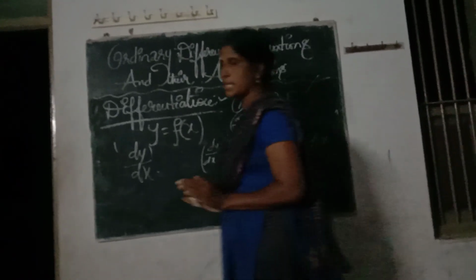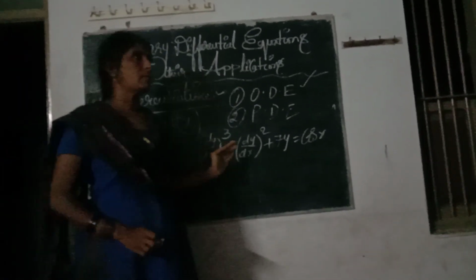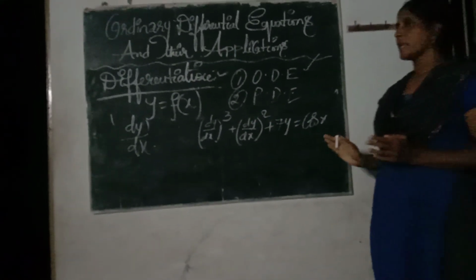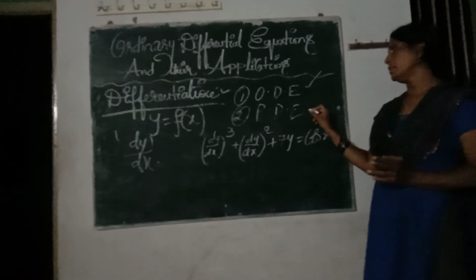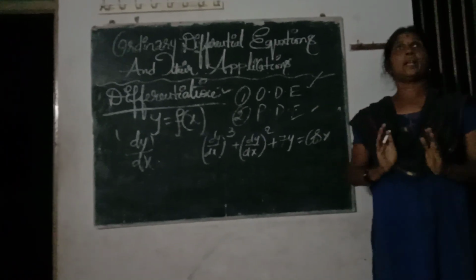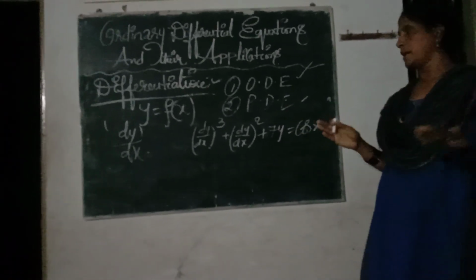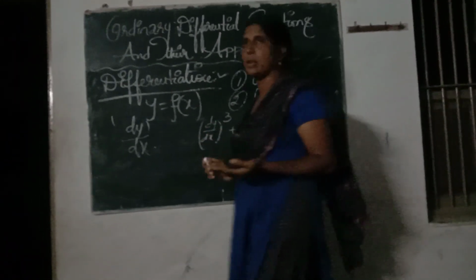Whereas a partial differential equation is an equation involving partial derivatives or partial differentiables, and also involving one dependent variable and one or more independent variables. This type of equation is called a partial differential equation.